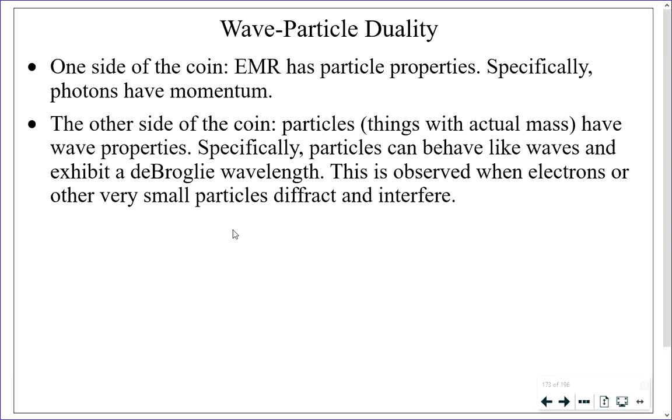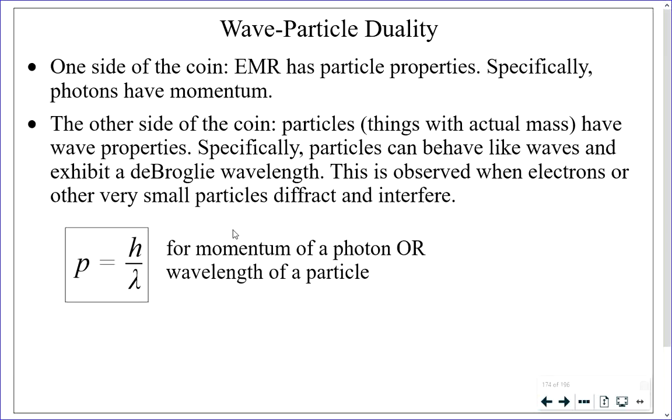They have what's called a de Broglie wavelength, which means when you pass these particles through a series of double slits, diffraction and interference occur, and you get an interference pattern. This is the formula that we use to calculate the momentum of a photon or the wavelength of a particle. So I like to call this formula the wave-particle duality coin.